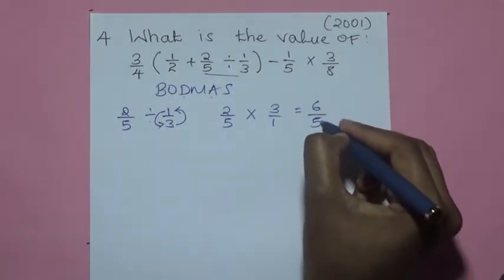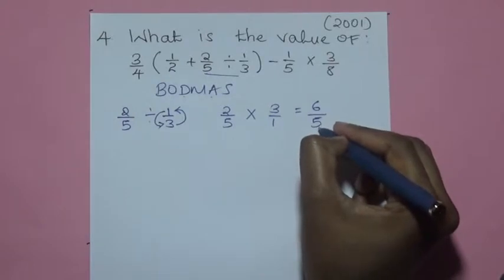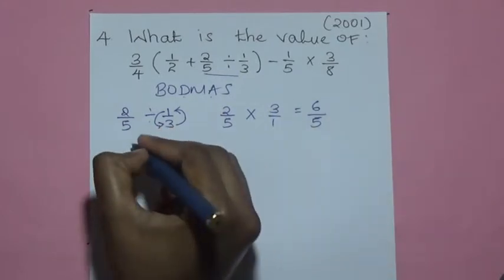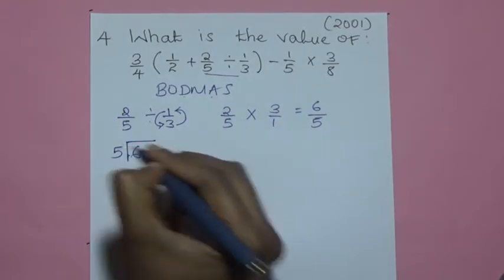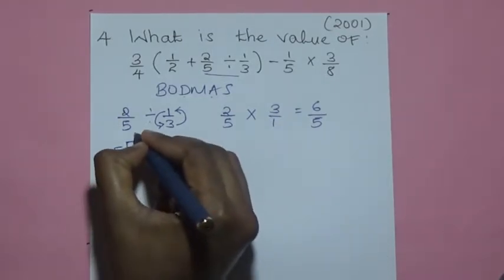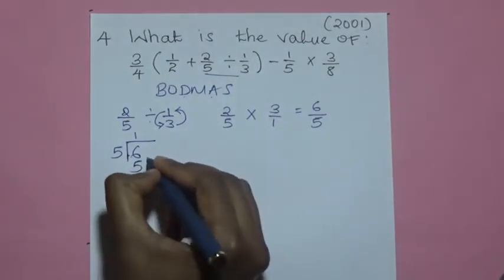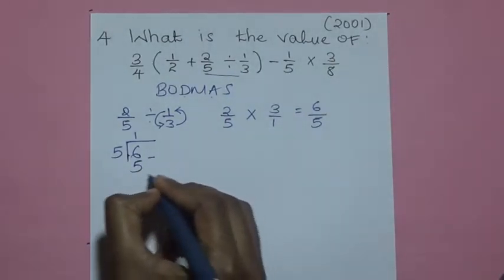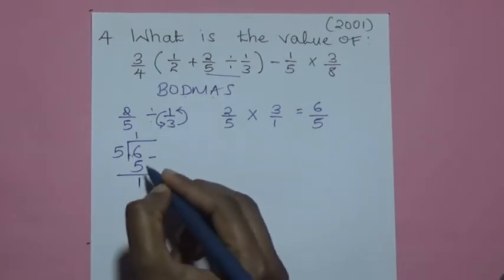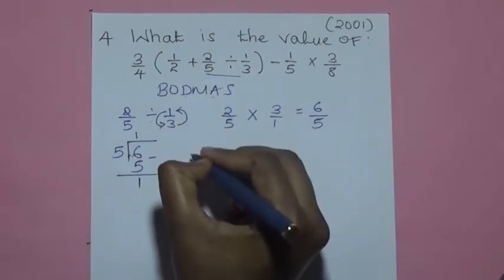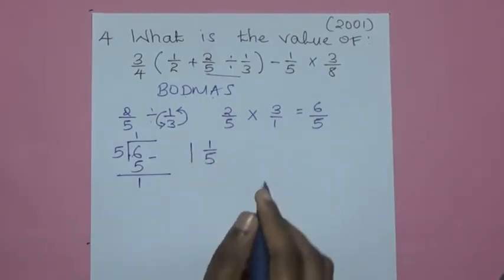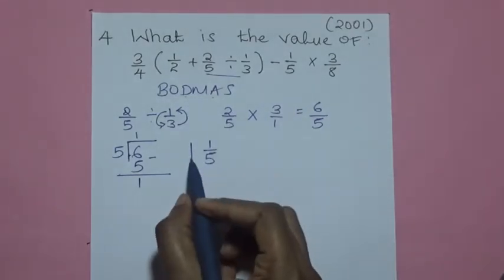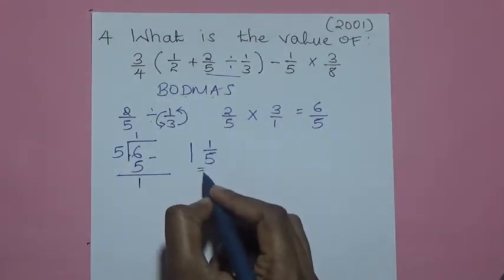Now, 6 over 5 is an improper fraction. We need to change this into a mixed fraction. So we take 6 and divide by 5. 6 divided by 5 will be 1 because of 5. When you subtract, you get the remainder as 1. Therefore, as a mixed fraction, it will be 1, which is the whole number, and 1 over 5. So the answer will be 1 and 1 over 5.